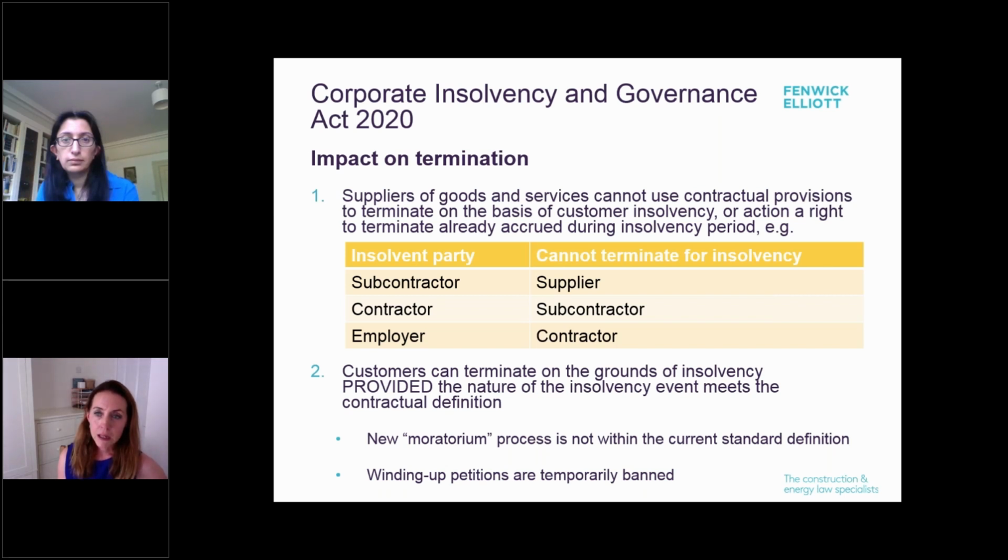Word of caution though. To terminate on the grounds of insolvency, the nature of the insolvency event being suffered needs to fall within your contractual definition of insolvency. Now, the Corporate Insolvency and Governance Act introduces a new insolvency procedure involving a moratorium, and that is probably not covered by the contractual definitions that are in most contracts, unless they are drawn extremely widely. Also, whilst a winding up petition is under some contracts a ground for termination on basis of insolvency, winding up petitions are currently banned. So that is not going to be a route to a contractual termination for insolvency for the time being.